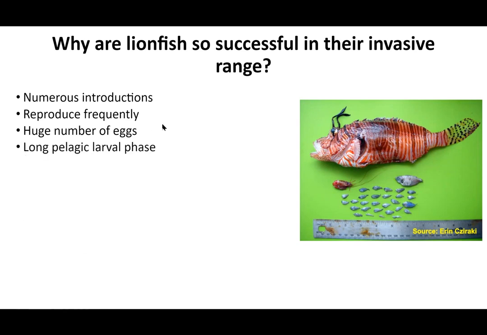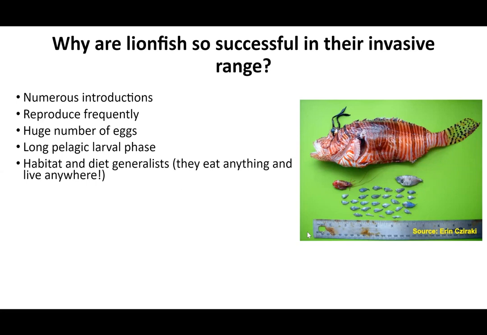In the case of the lionfish, they have very long pelagic larval life cycles, as you can sort of get at. They live deep down, so it's kind of hard to get rid of their larvae once they get there. They are habitat and diet generalists. They'll basically eat anything. You can see this lionfish here that was captured. It's got all these different species of fish, and a little crawfish, or shrimp, or whatever you want to call it. So they eat a lot, and they will basically live anywhere, which is kind of a cool thing.